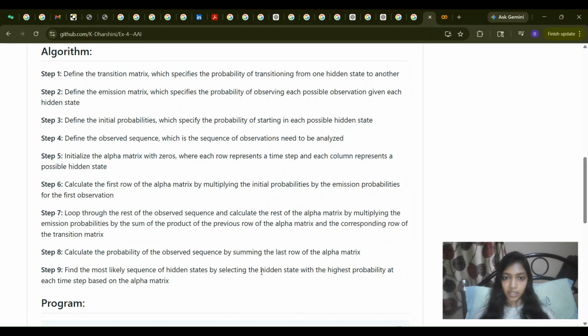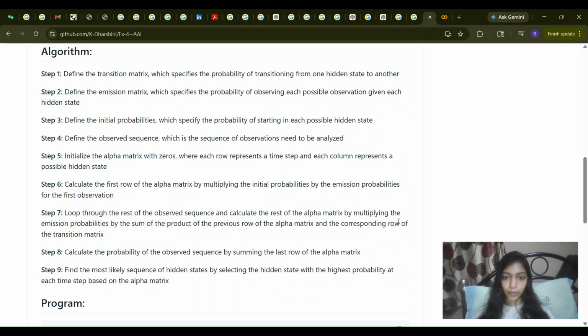and emission probabilities. Step 8, then we calculate the probability of the observed sequence by summing the last row of the alpha matrix. Step 9, finally, we determine the most likely sequence of hidden states by selecting the state with the highest probability at each time step.